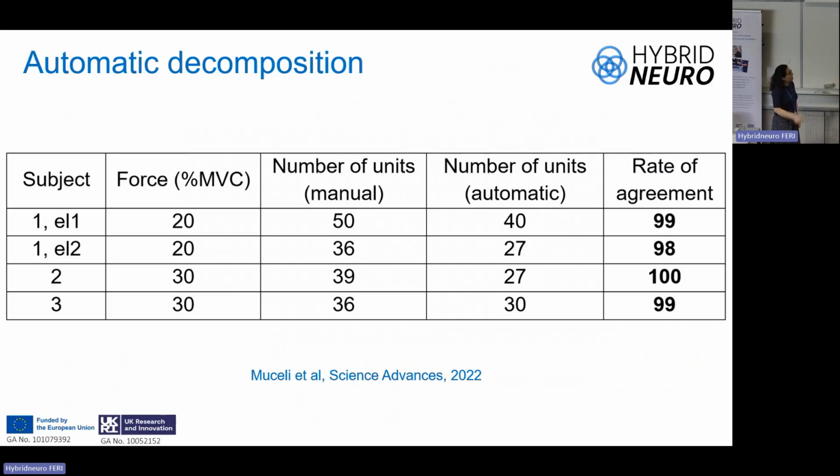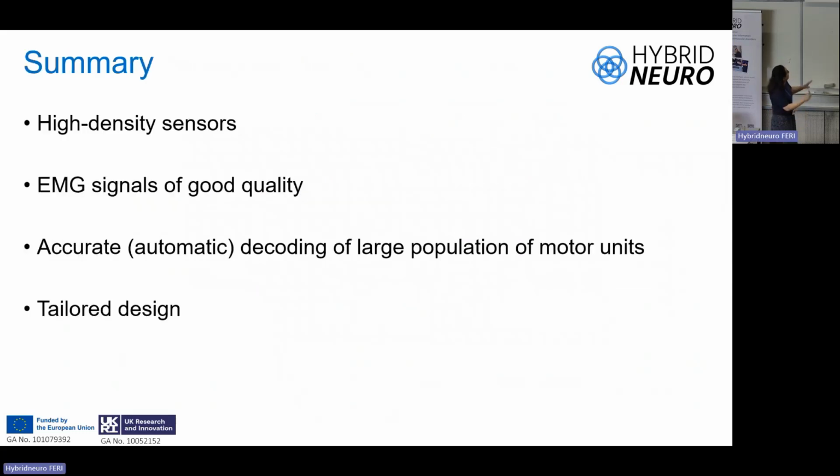There were a few doublets that the algorithm could not detect, and this is why we didn't reach 100%. So summarizing, we have these electrodes that contain a high density of detection sites. We can get EMG of good quality. We can decode the activity of a large population of motor units, both superficial and deep. And what is important is also that we can tailor the design depending on the application.